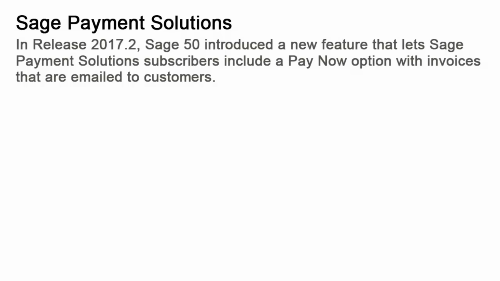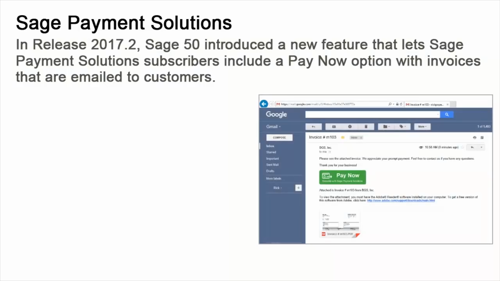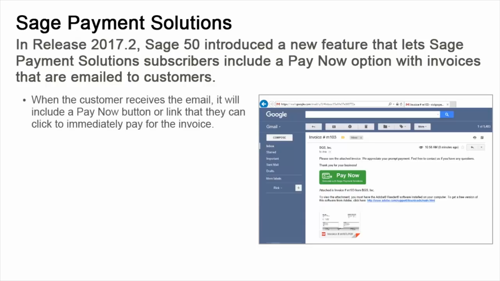In Release 2017.2, Sage 50 introduced a new feature that lets Sage Payment Solutions subscribers include a Pay Now option with invoices that are emailed to customers. When the customer receives the email, it will include a Pay Now button or link that they can click to immediately pay for the invoice. Once paid, a payment transaction will download into Sage 50 automatically.